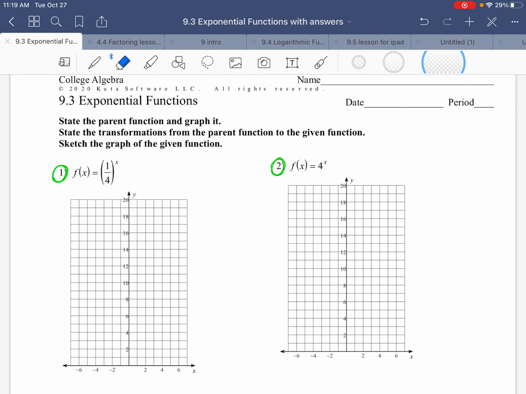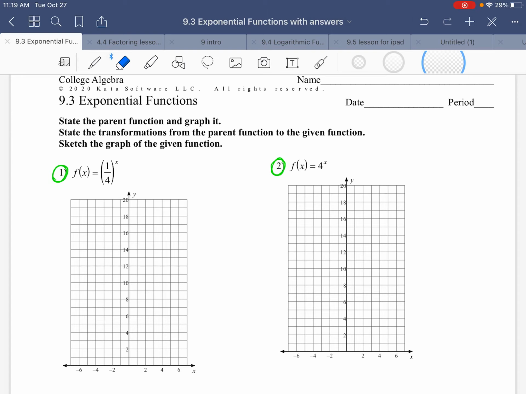Okay, welcome, good people. We're going to see if we can do this lesson in about 10-15 minutes. We'll see. Okay, exponential functions. So it's a new parent function that you're going to want to commit to memory of what it looks like, and then you're going to be able to do all kinds of transformations with it.